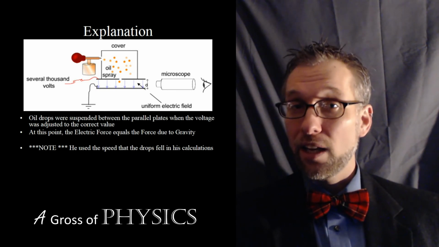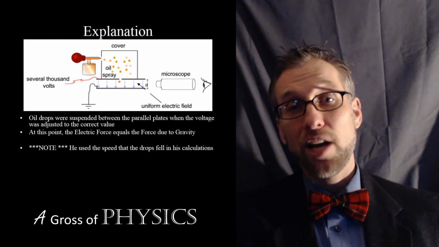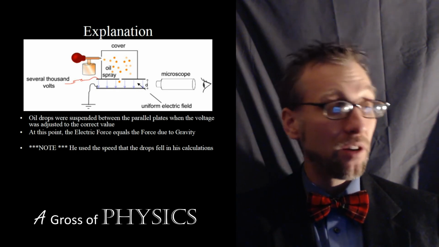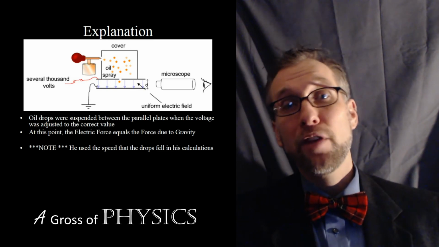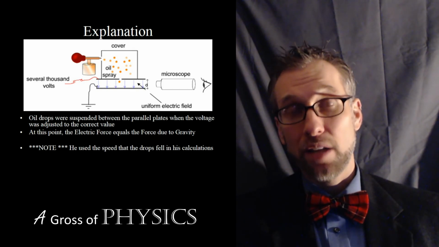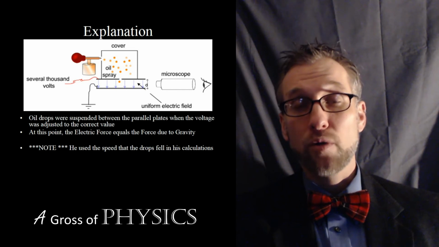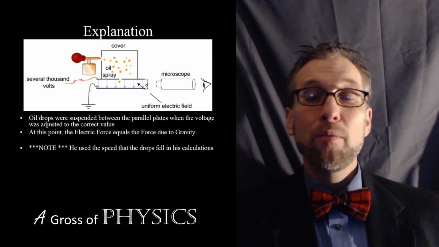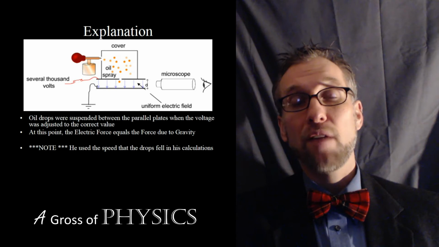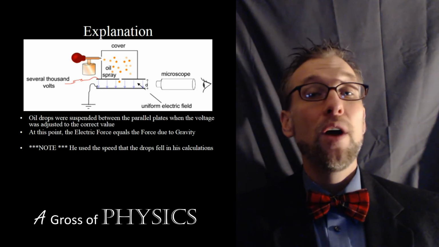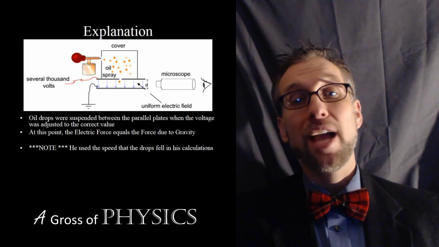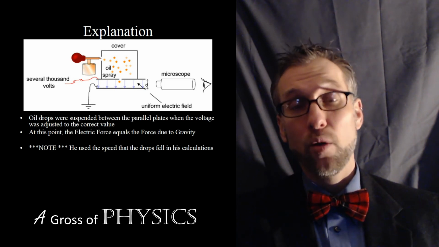Even though they were falling, because they weren't falling with any acceleration, he knew that the net force had to be zero. Well, that allowed him to figure out the force of the electric field on the oil drops. Now, the problem with the electric field equation, which is E equals F over Q, he knew the force and knew the electric field. Well, the Q depended upon how many extra electrons there were on the oil drop.